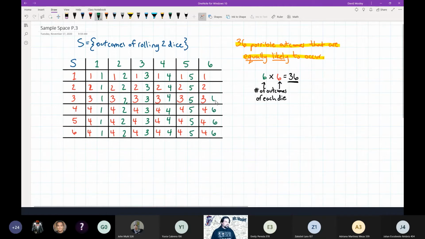Final. All right, so here's our sample space. So now I could say, okay, based on this sample space, what are the chances of rolling a 1 and a 5?